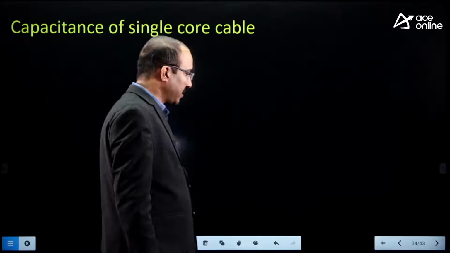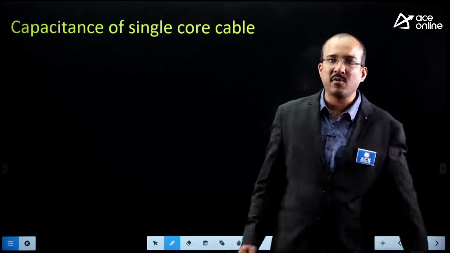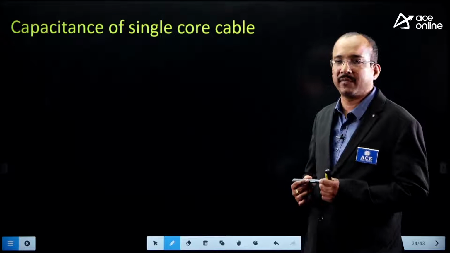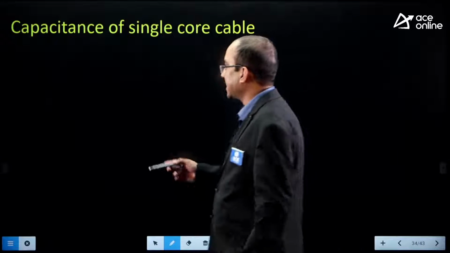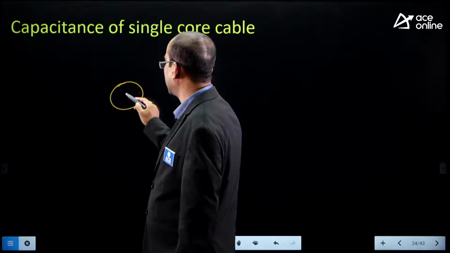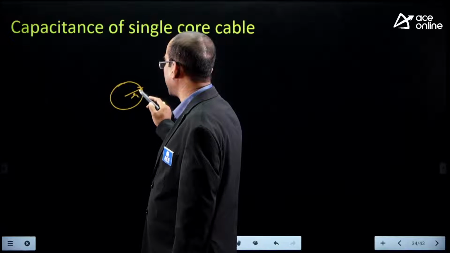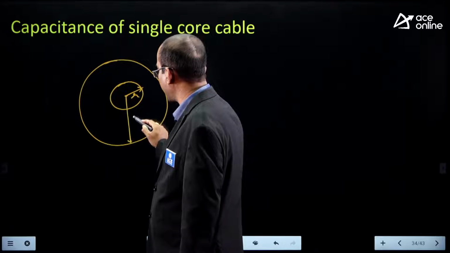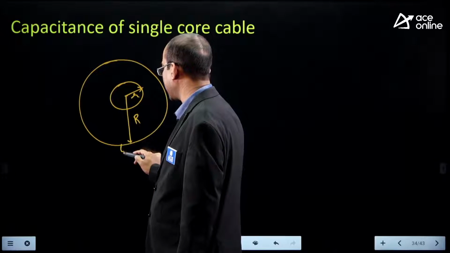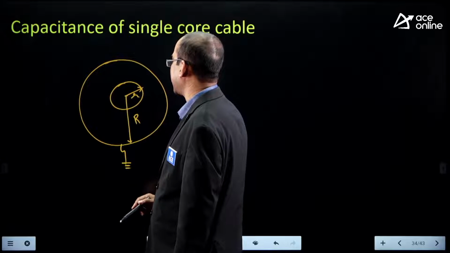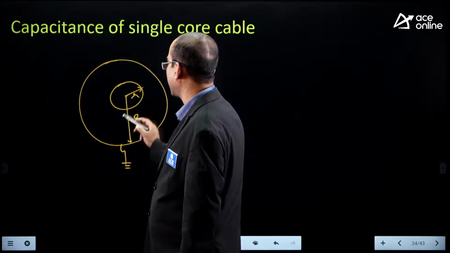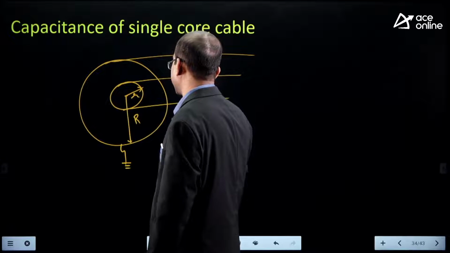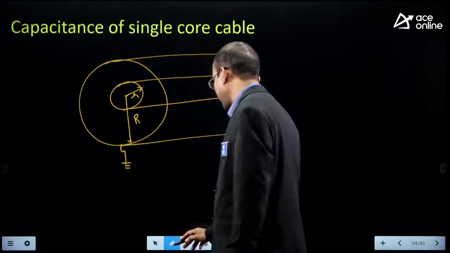Now, let us try to observe how we calculate the capacitance in case of a single core cable. So how do you calculate the capacitance here? The core or the conductor radius is small r and the overall radius of the cable is capital R. This sheath is at ground potential. Now how do you calculate the capacitance in case of an underground cable?